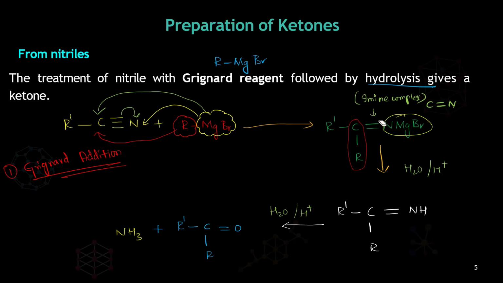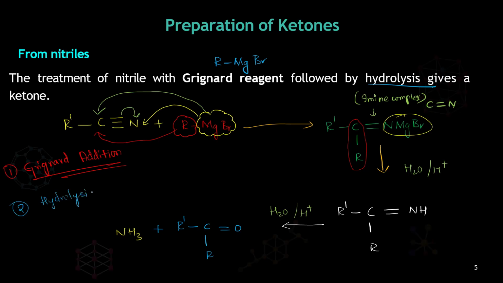So this is called the Grignard addition. Just remember, in this the Grignard reagent attacks the carbon of the nitrile group, which forms an intermediate complex called the imine complex, which contains C double bond N. Magnesium bromide attaches to the nitrogen, and the R group attaches to the carbon. So that is step number 1. Step number 2 is hydrolysis.